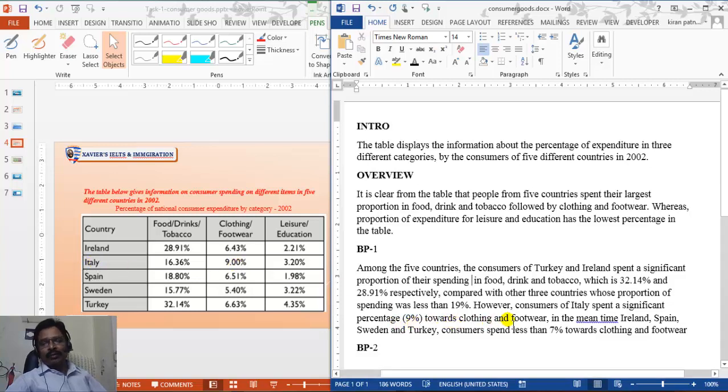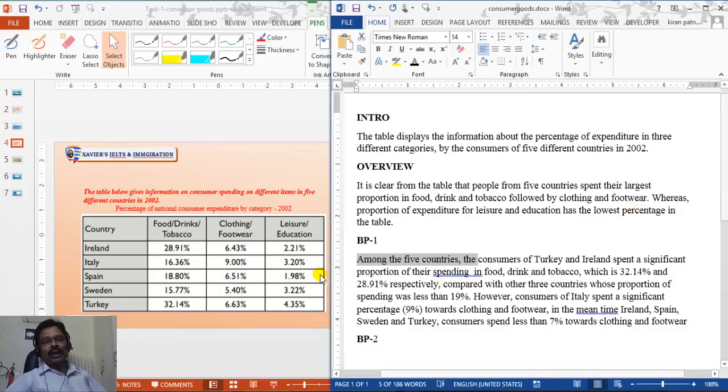Italian towards clothing and footwear. In the meantime, Ireland, Spain, Sweden and Turkey consumers spend less than 7% towards their clothing and footwear. So I took all of them into one category, which is below 7%. So as per the first line of the overview, it has an established link in my BP1, which further elaborates the data, the figures in detail, right? So this is the end of BP1.